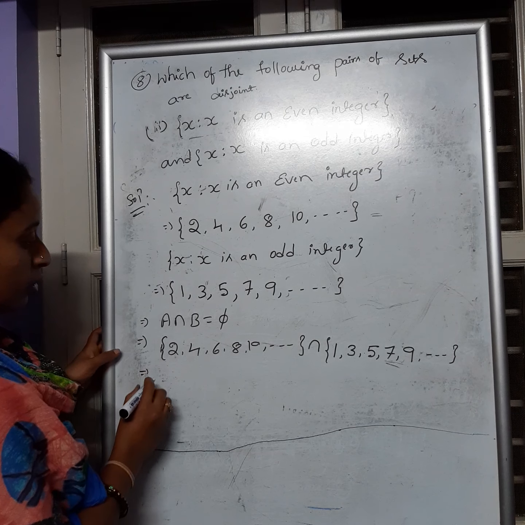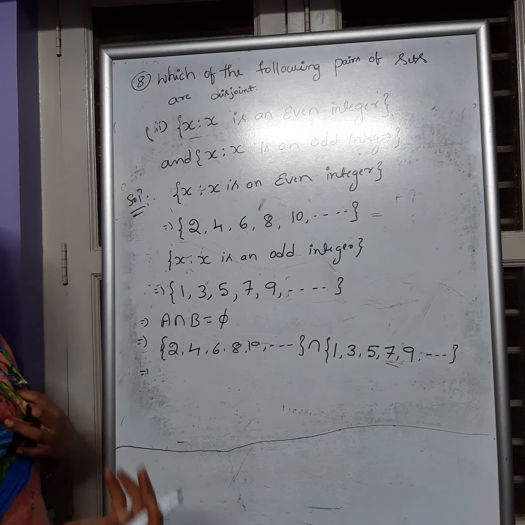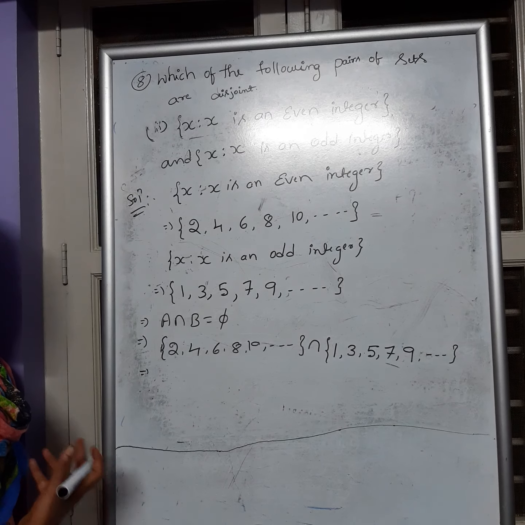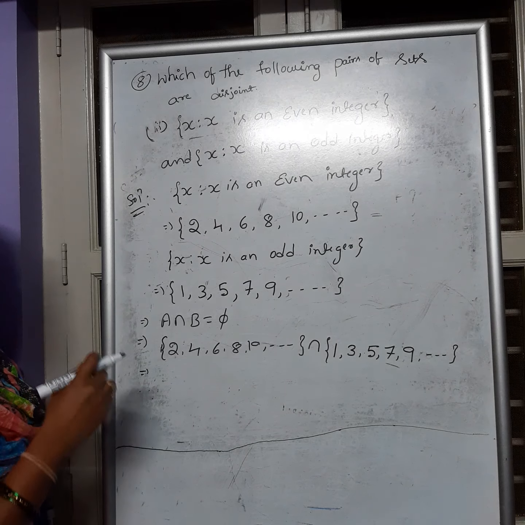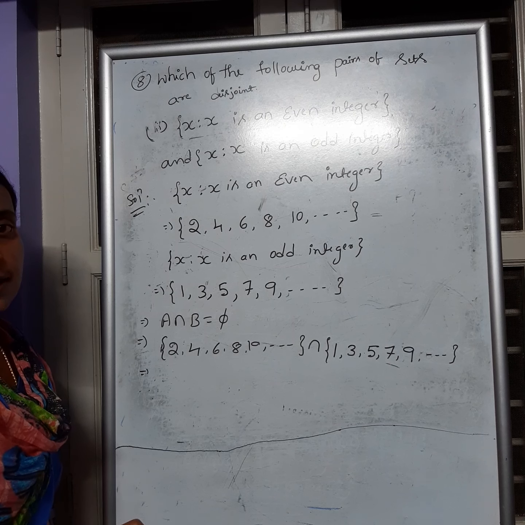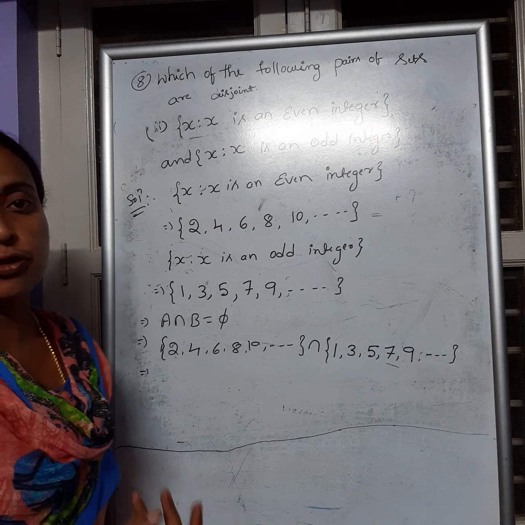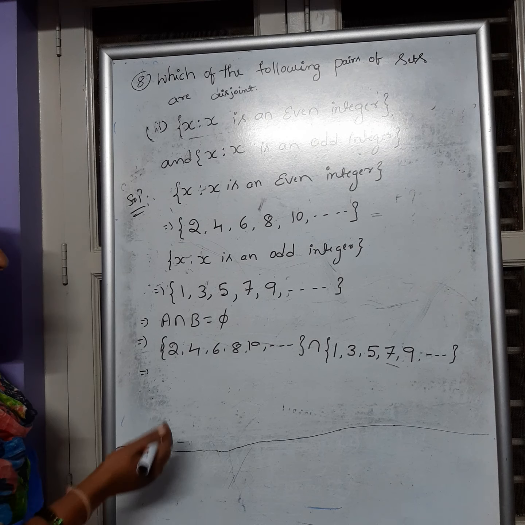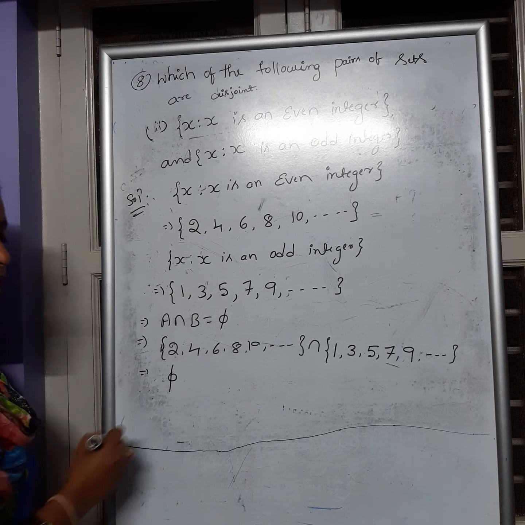Now intersection means we should collect the common elements in both the sets. Which is a common element in both the sets? Is there any common element in even integers and odd integers? No, both sets have different elements. If both sets have different elements, there is no common element. If there is no common element, the set is empty, right? So the set is empty.